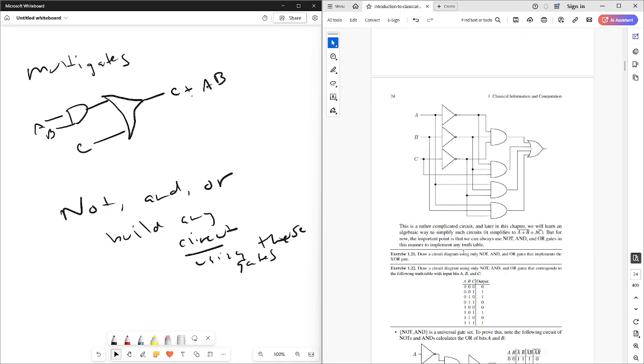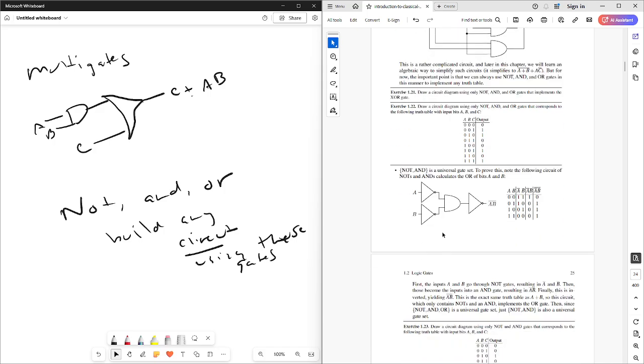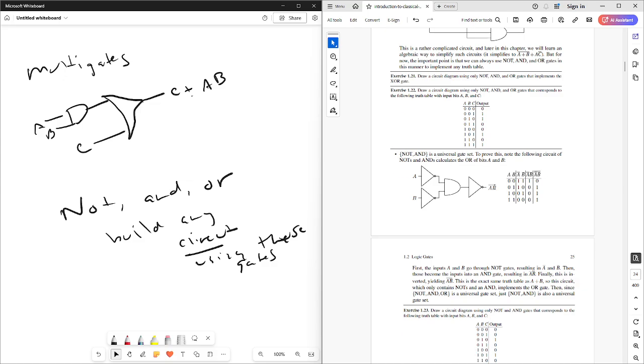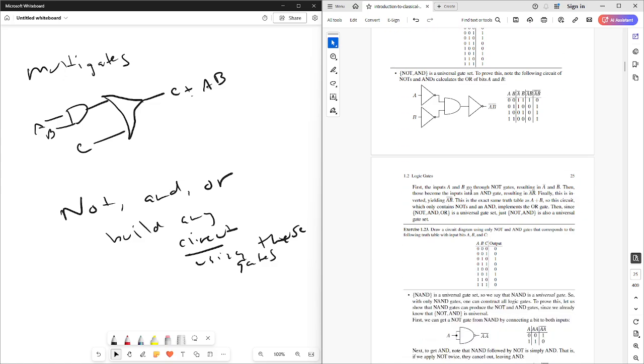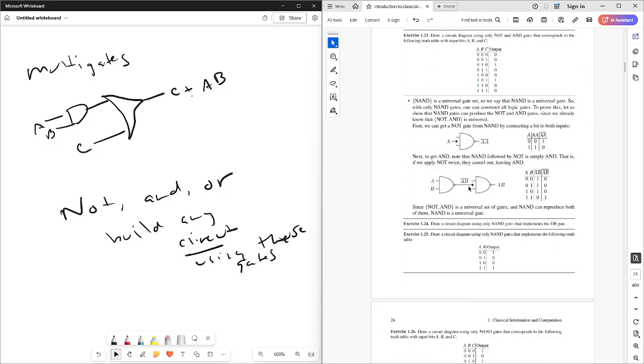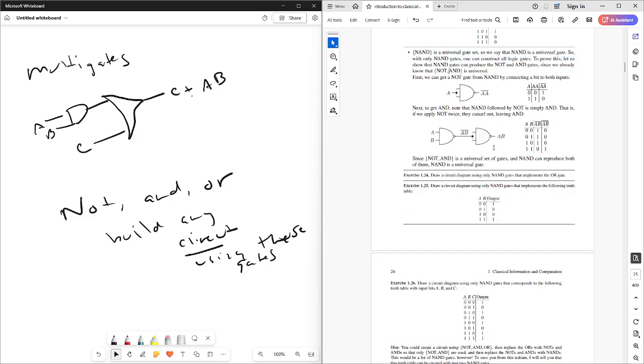NOT, AND, OR. NAND is also universal. So you can build an OR out of NOTs and ANDs. NAND is universal. Literally the most universal one ever. So you can build everything out of NAND gates if you felt like it.